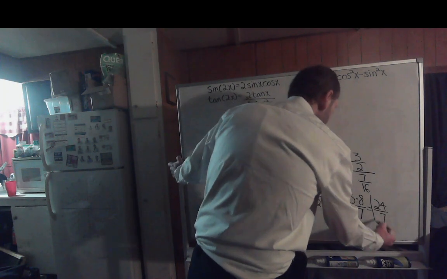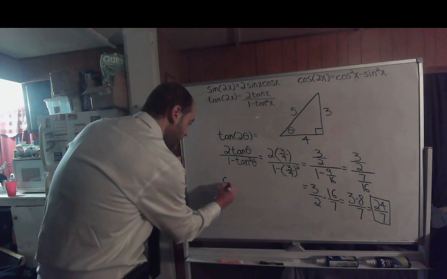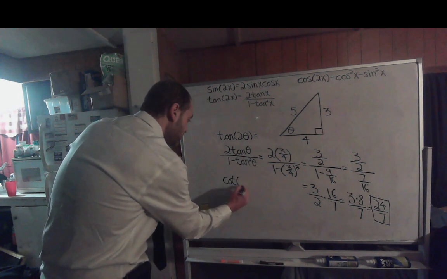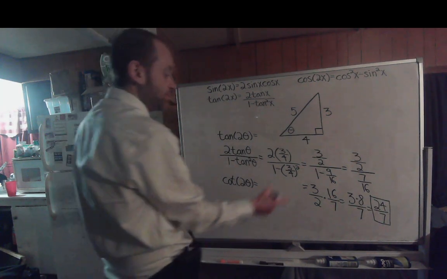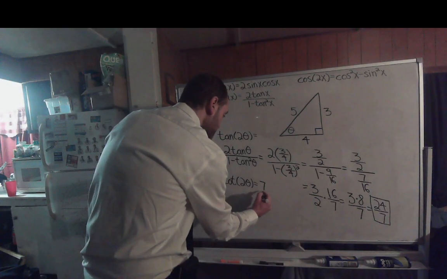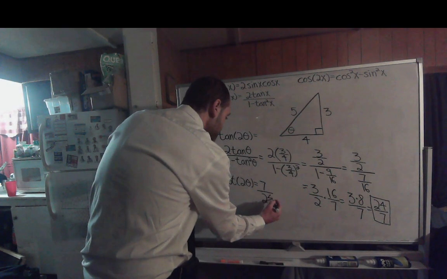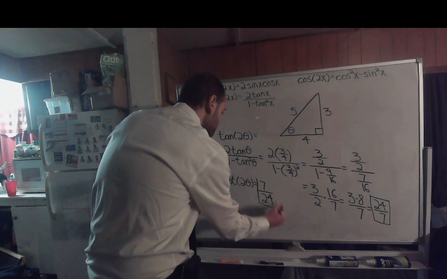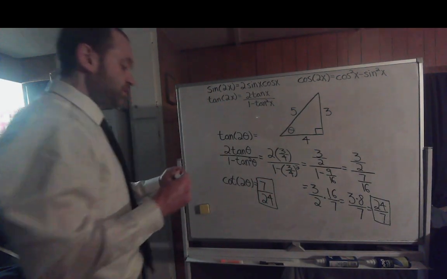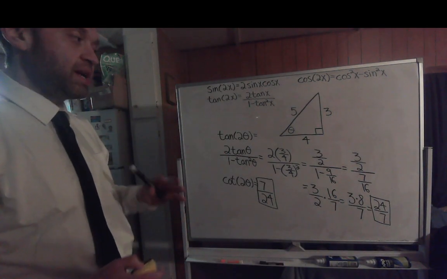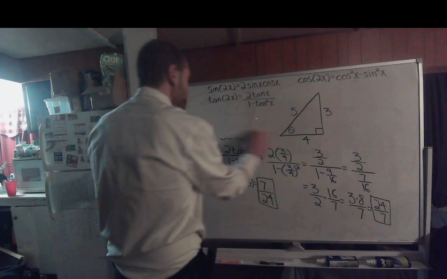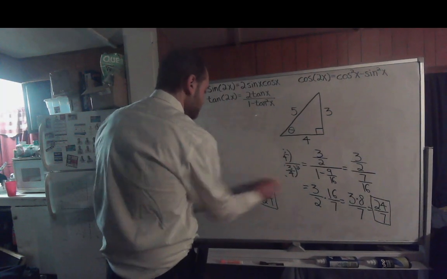So the tangent of 2 theta is going to be 24/7, and then if you were asked to find the cotangent of 2 theta, that's also pretty easy. Just take the reciprocal of 24/7. You would end up getting 7/24. So that's a basic first quadrant triangle example. Let's go on to some other triangles here.